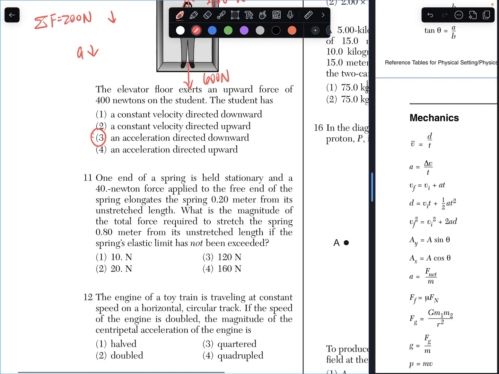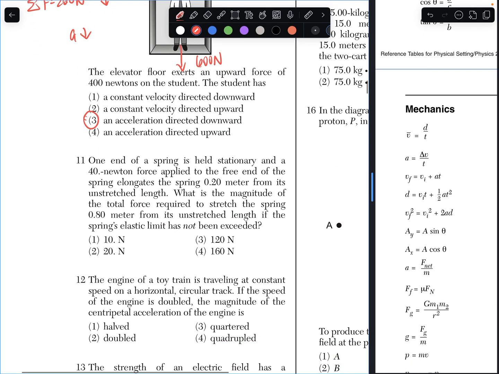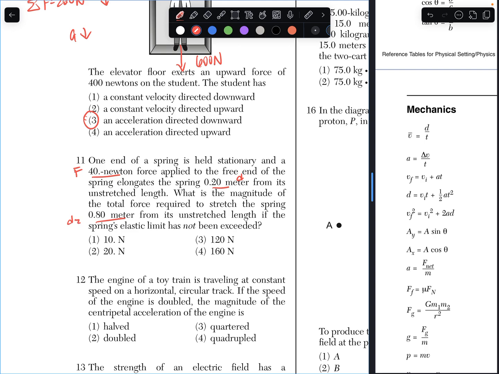Okay, one end of a spring is held stationary, and a 40 newton force is applied to the free end of the spring. So we have a force here. It elongates the spring 0.2 meters from its unstretched length. So we have a distance here. What is the magnitude of the total force required to stretch the spring another distance, 0.8 meters from its unstretched length, if the spring's elastic limit has not been exceeded? So let's look at the first part.